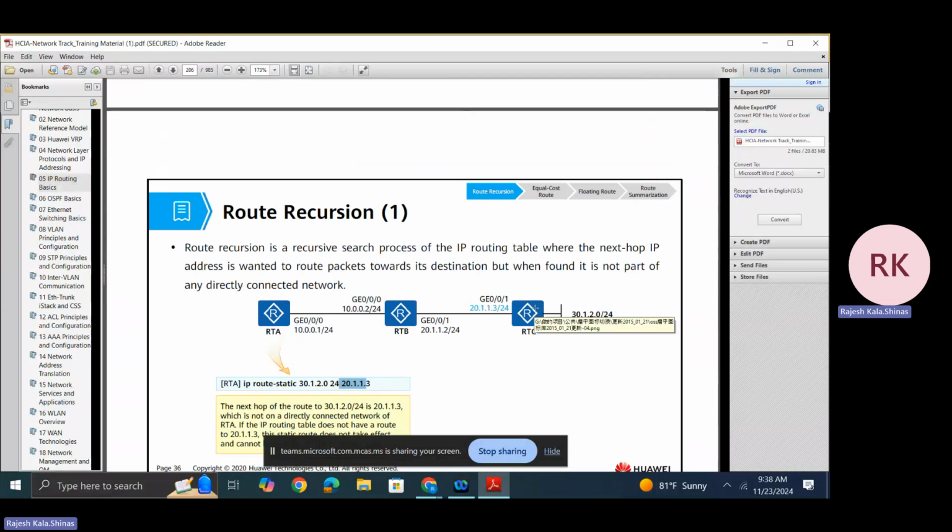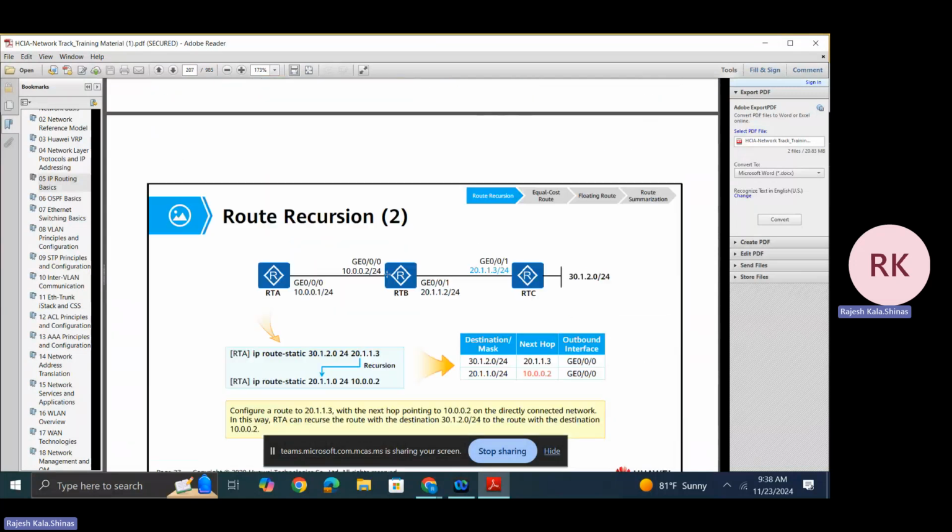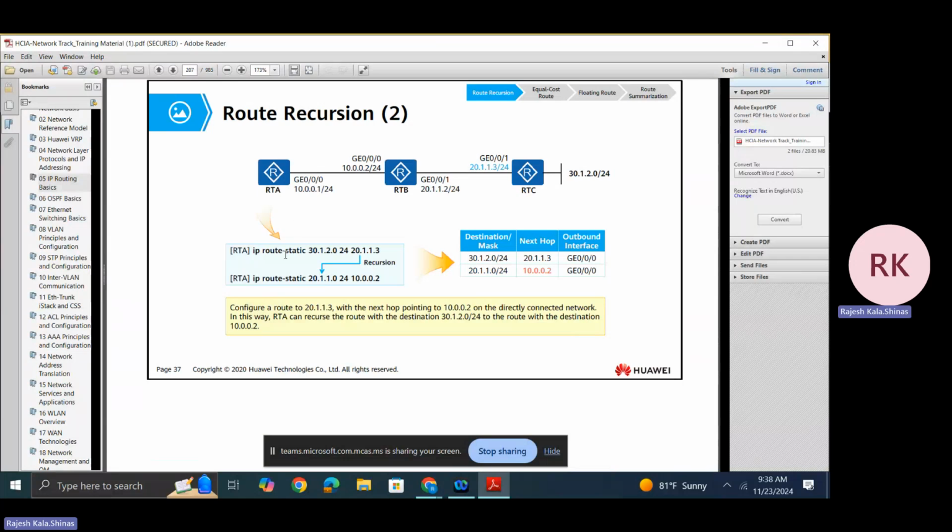So what do I need? I need an extra route. I will add a new route, like ip route-static to reach 21.1.0.0/24, and the next hop is 10.0.0.2. This is not enough by itself. See, by this line what the machine understands is that RTA should reach 3.1.2.0, the next hop is 21.1.1.3, which is in the next network. I cannot reach it.